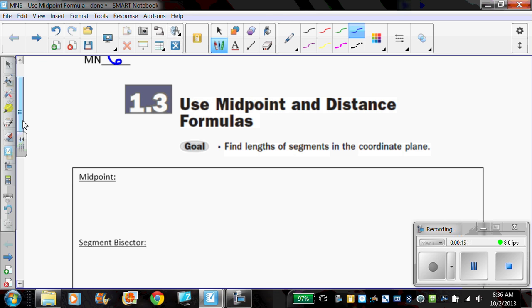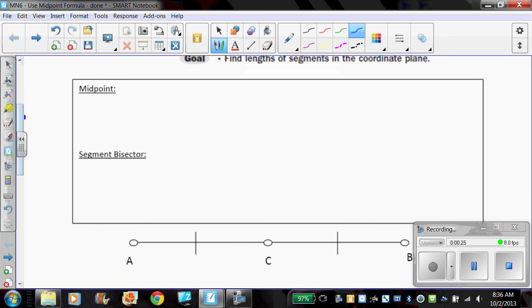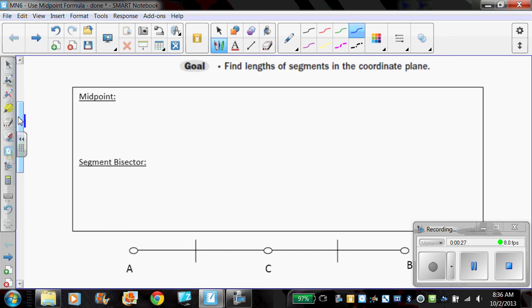We're going to focus on the distance formula tomorrow on your MN7 note guide. I split this section up into two to make it a little bit more reasonable for everyone. So today we only will talk about the midpoint. And let's talk about just what a midpoint really is.